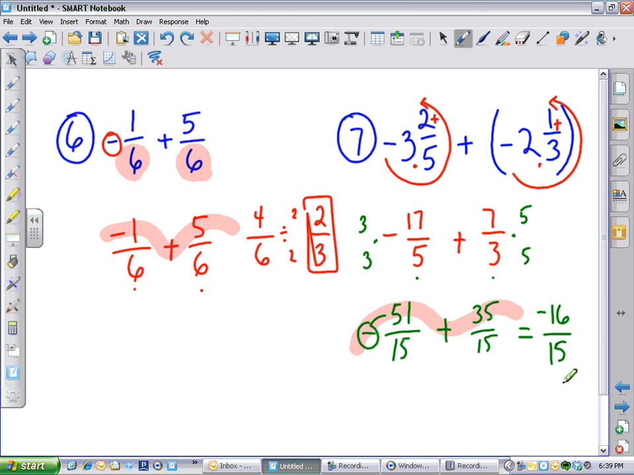Keeping your denominator. If they want it to be reduced, or they say simplify it, then you could take this and convert it back to a mixed number form. 15 goes into 16 once with 1 left over. Keep your denominator again, and it was a negative, so it stays negative.